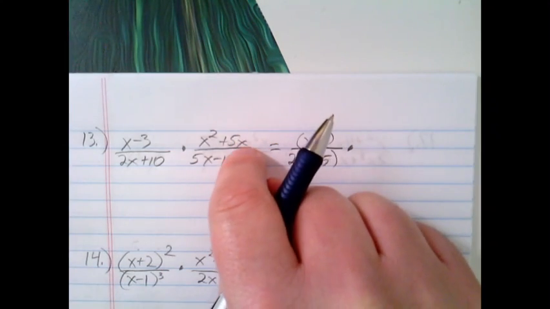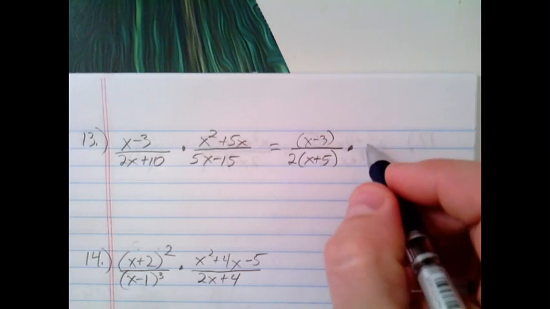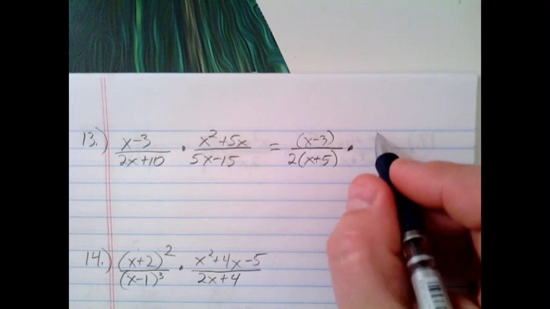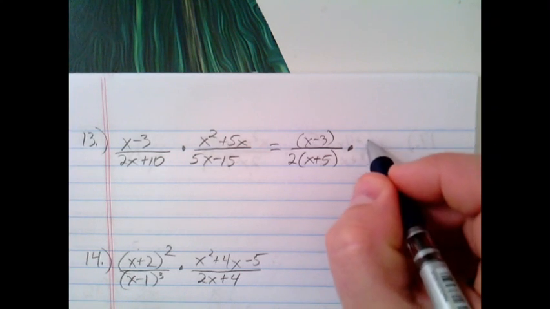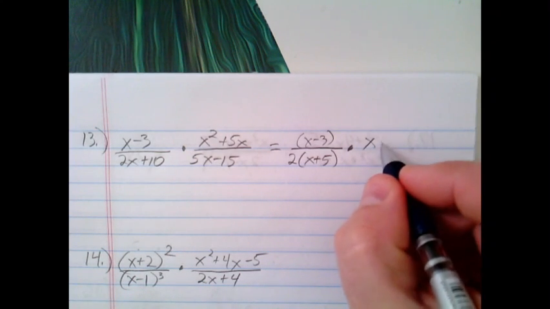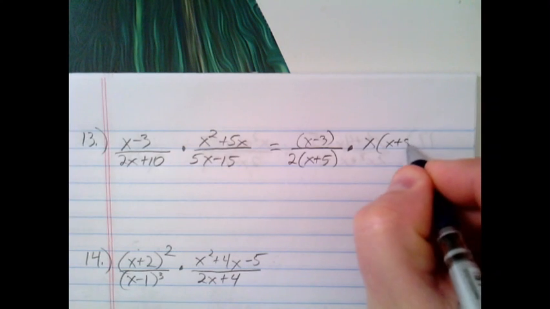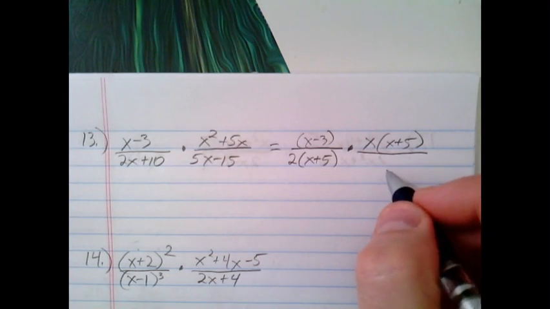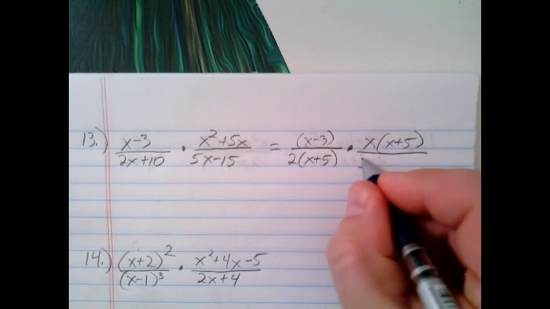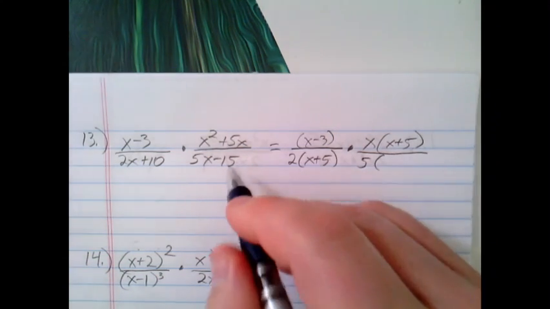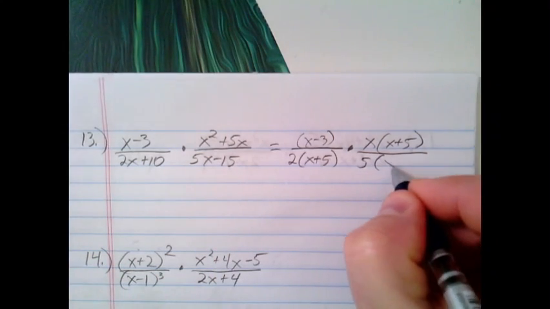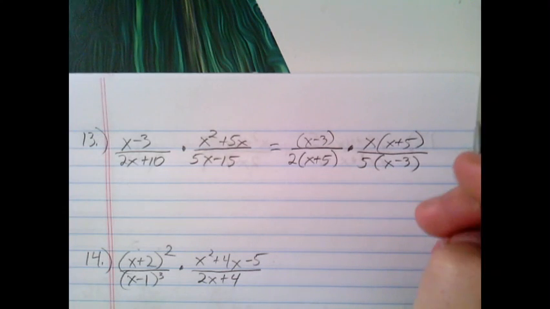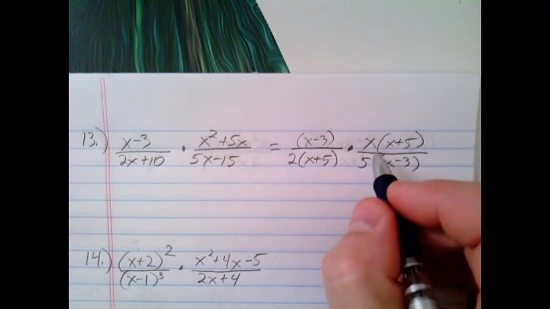Moving to the numerator of my second rational expression, I see I can factor out an x, and that gives me x times x plus 5. And then finally in the denominator I can factor out a 5, and that would leave me with 5 times x minus 3. And now I can look for things to cancel.